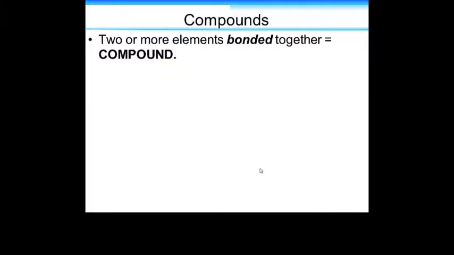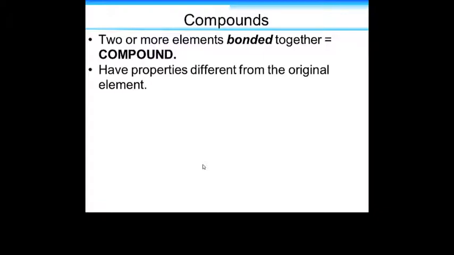Now let's talk about compounds. Two or more elements bonded together is a compound, and we were looking at that earlier. They have properties different from the original elements. If you look at sodium, it's a very reactive metal. It reacts very explosively with water. And chlorine gas is a poisonous, toxic gas used during World War I as a chemical warfare agent. But of course, when you combine the two together, you have sodium chloride, a mineral that is essential to our well-being.